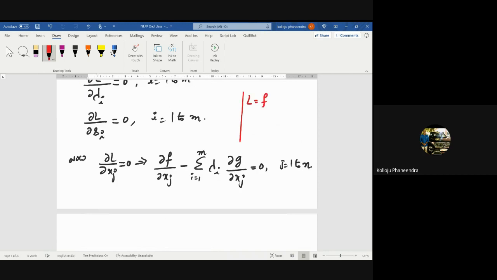L is nothing but f of x1, x2, ..., xn minus summation lambda i into g_i of x1, x2, ..., xn plus s_i squared, bracket i equal to 1 to m. So the derivative with respect to xj means the derivative of f with respect to xj, and this lambda i as usual, and since g contains the variables, dou g_i by dou xj will be there. i is here, so dou g_i by dou xj equal to 0. Any doubts in this expression?